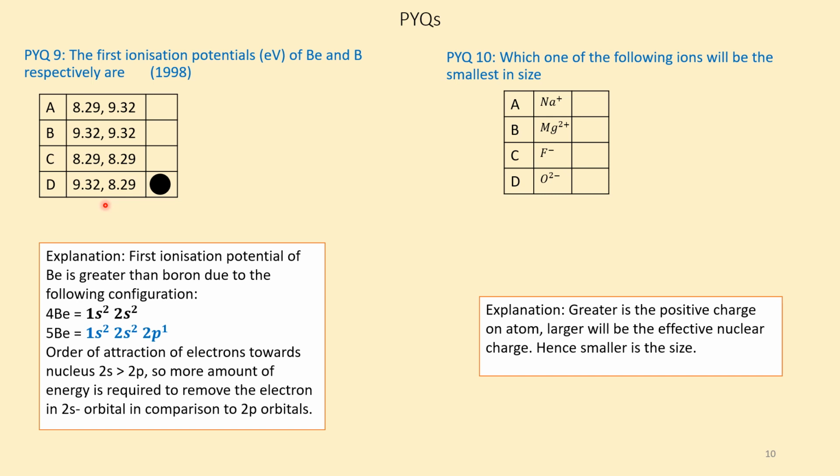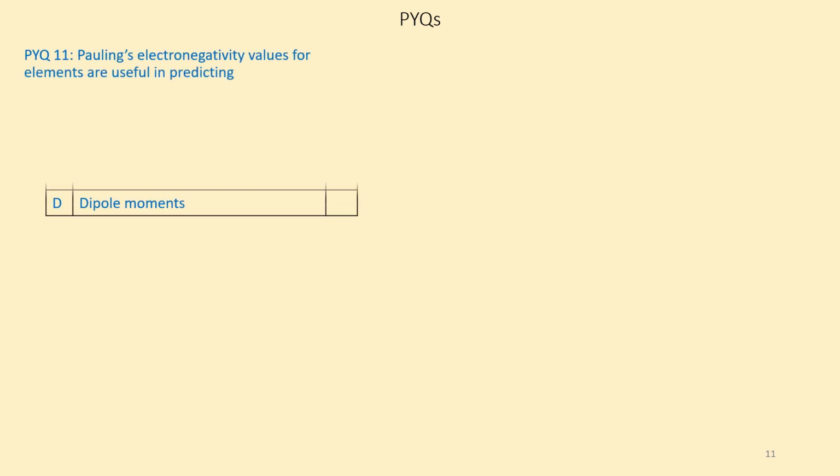The greater the positive charge on the atom, the larger the effective nuclear charge. Hence, the smaller the size. So the question is which ion will be the smallest in size. The one with the larger charge, that is option B, Mg²⁺ with 2 positive charges, will be smaller in size. Please mark option B. Next question.